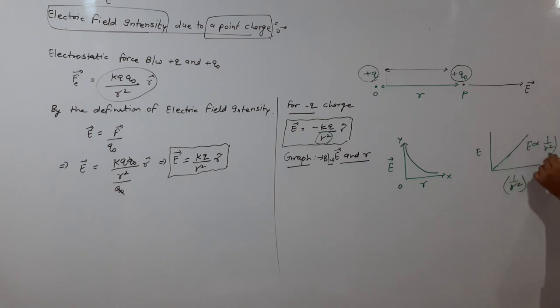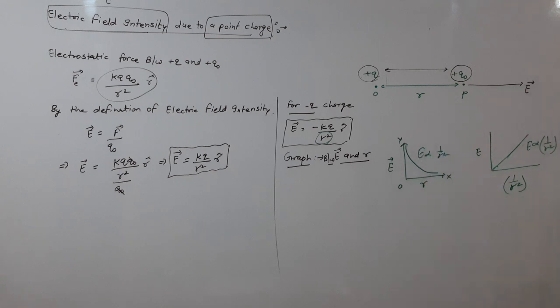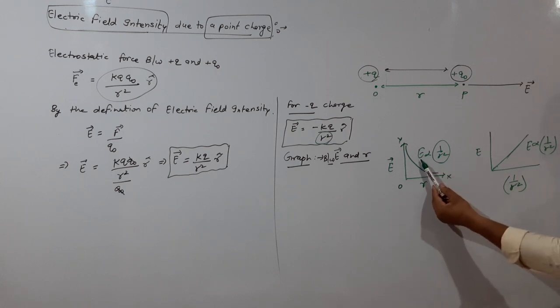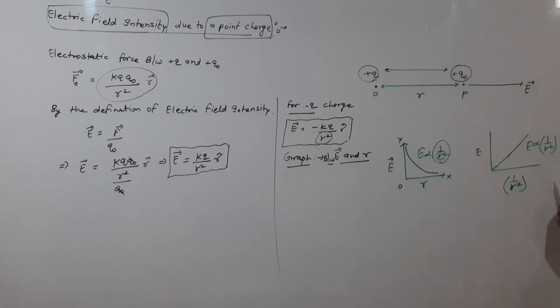Why don't we use any bracket here? Because in this condition the relation of E is inversely proportional to r square. Here we take 1 upon r square as a single quantity, then E is directly proportional to 1 upon r square. This is the electric field due to a point charge.